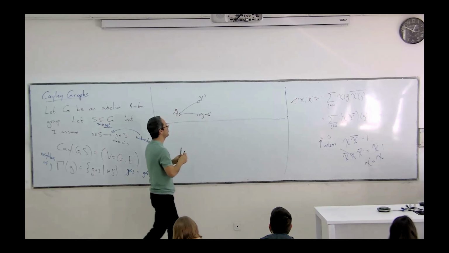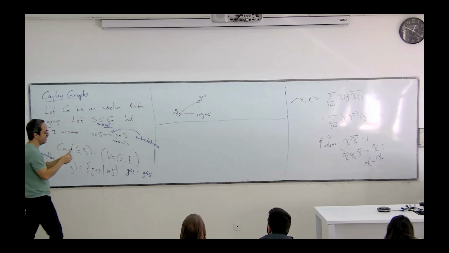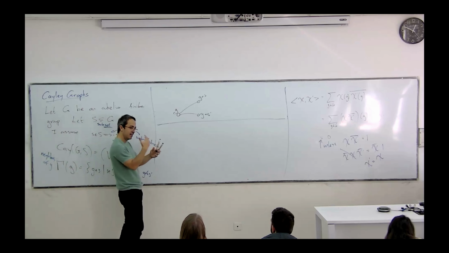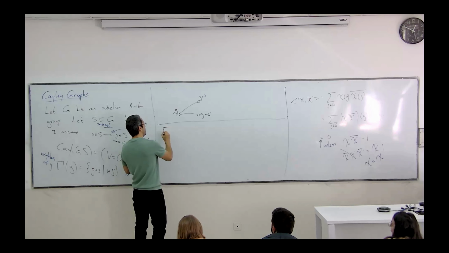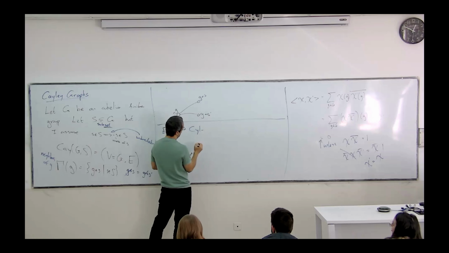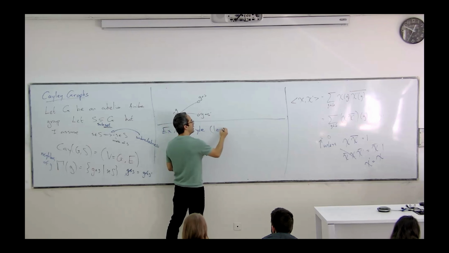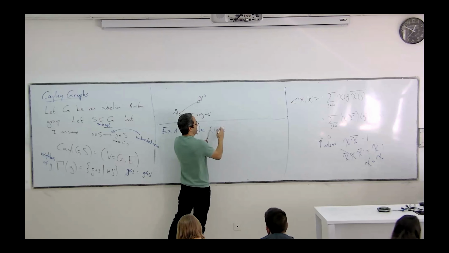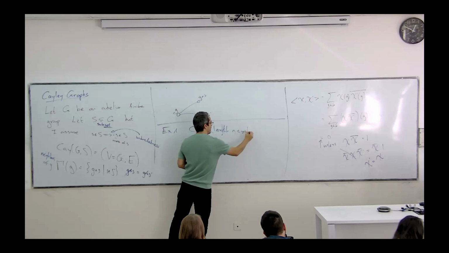No, so let me give you 2 examples of Cayley graphs that you actually know, but I haven't thought of them as Cayley graphs. So example 1 is the circle, the cycle of length n.